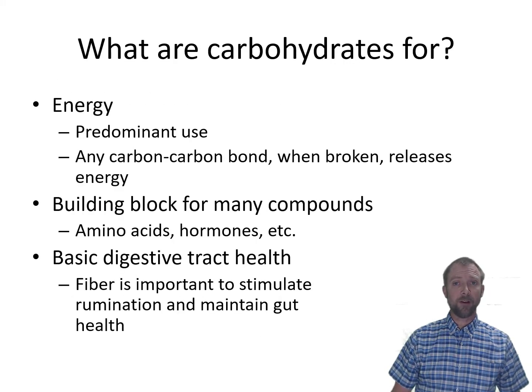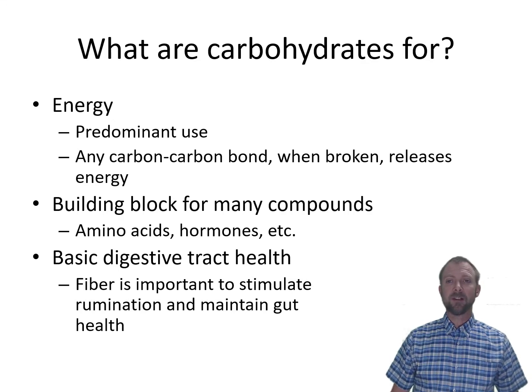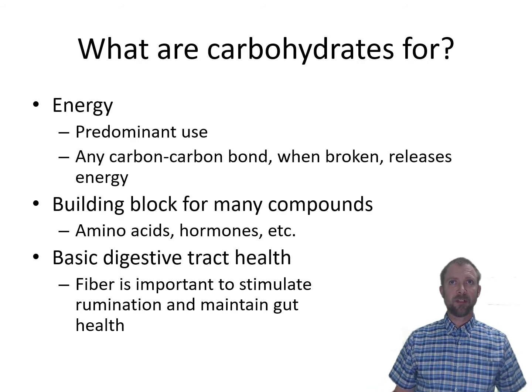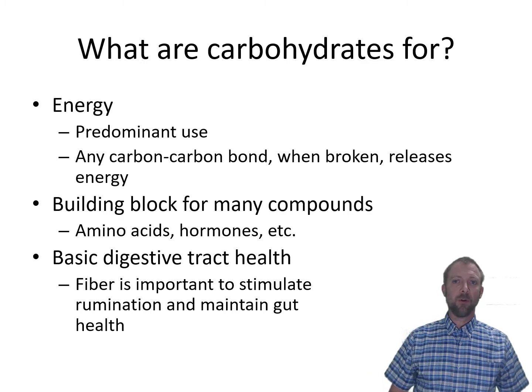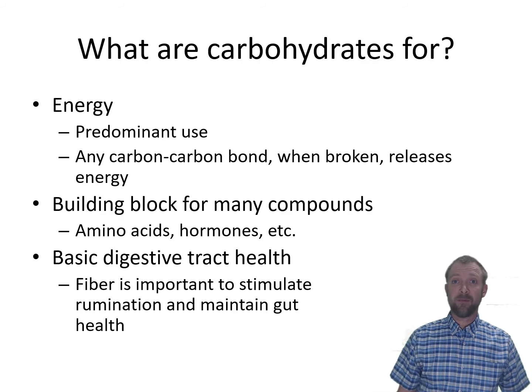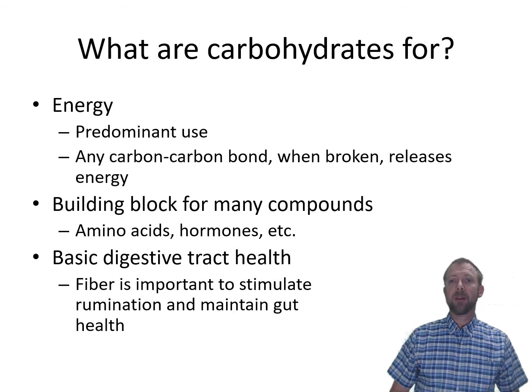So what are the carbohydrates for? The predominant use of carbohydrates for ruminants is going to be for energy. Anytime you break a carbon-carbon bond or a carbon-hydrogen bond in an organic compound, the energy is going to be released. We get to produce ATP, which then can fuel the animal's ability to walk, for its heart to beat, for it to be able to consume feed, for it to grow, everything that would require energy, producing milk, everything.